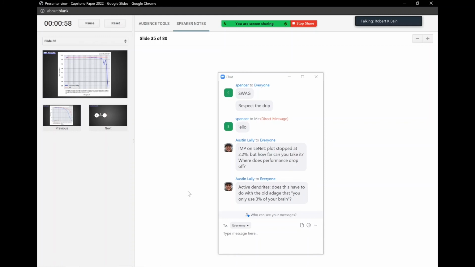Active dendrites. Does this have to do with the old adage that you only use 3% of your brain? Yeah, that's very related. If you've ever heard that fact, you use 100% of your brain, but never at the same time. Part of the reason is evolution has selected for a lot of quiet neurons, because when they do produce electrical activity, that's where the majority of their metabolism and energy goes, to bring those chemical gradients back to normal. That's where like 60-70% of a neuron's energy is spent, recovering from sending action potentials.